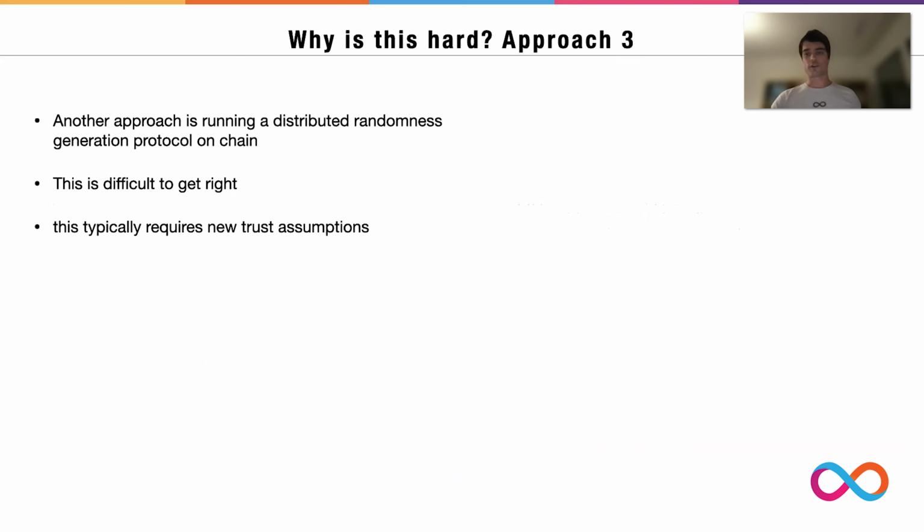Finally, there's even more complex approaches where you essentially run a distributed randomness generation protocol on chain in a smart contract. Clearly, this is not easy to do for a developer, and it also requires no trust assumptions. So there are some projects that go into this direction, and I think that's possible, but that's not what we wanted to do on the internet computer. We wanted to offer something easier to the developers.